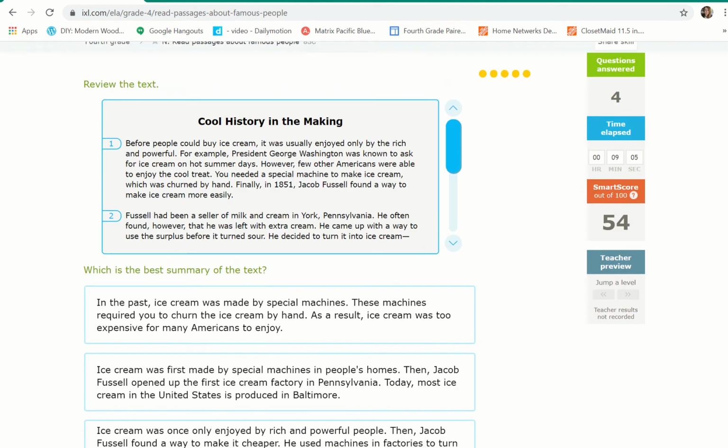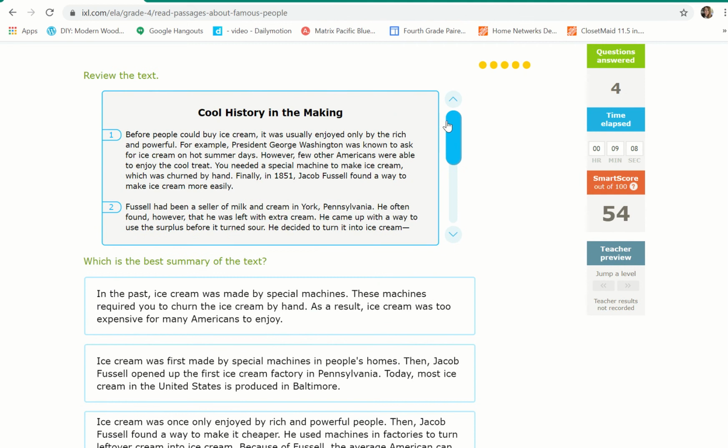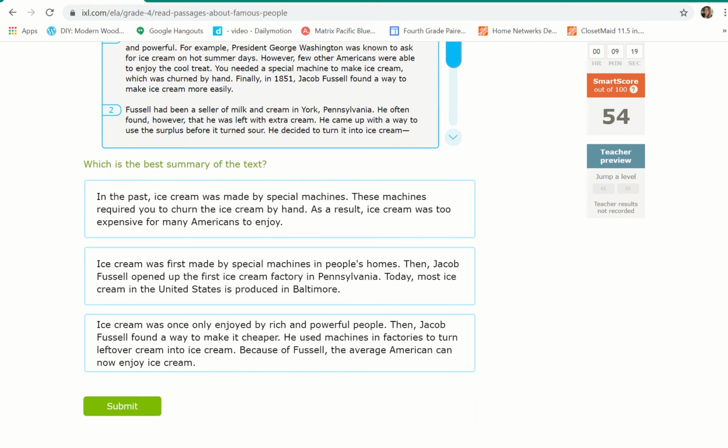And the best summary of the text. Let's go over this here. The summary of the text is basically, what is the text about? Like, overall, what is the text about? And so they give you three options here, and let's read them. In the past, ice cream was made by special machines. These machines required you to churn the ice cream by hand. As a result, ice cream was too expensive for many Americans to enjoy. Okay, so that could be a possibility, I guess. It talks about the problem of the article, that it was too expensive for Americans to enjoy. It could be. We'll keep that one in mind.